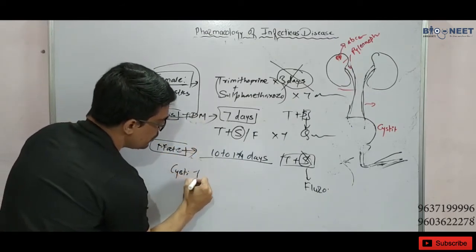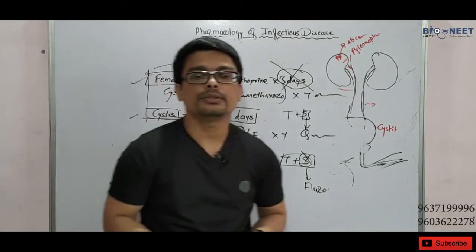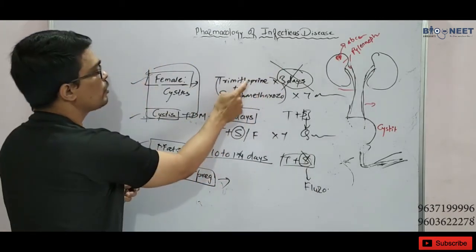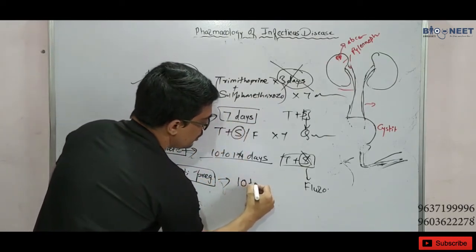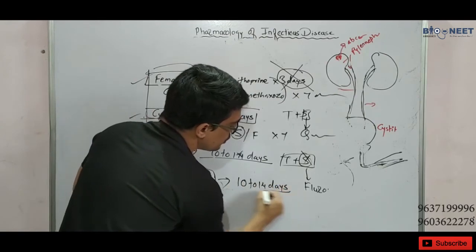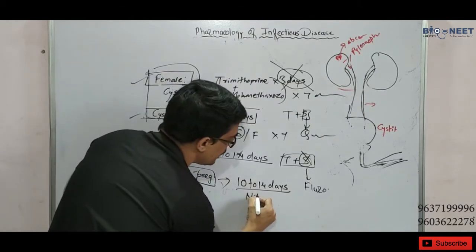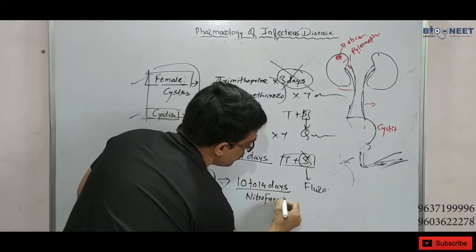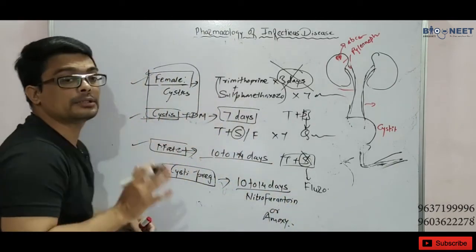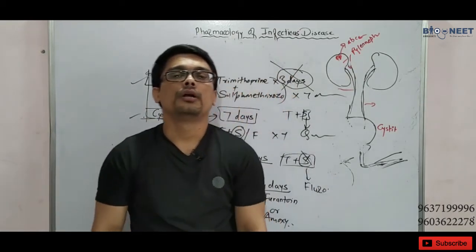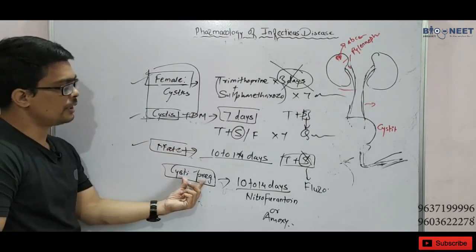Cystitis in pregnancy also. This is what they ask in exams. If it is pregnancy and there is cystitis, you don't go for trimethoprim, sulfamethoxazole or quinolone. Here it is a 10 to 14 day antibiotic course of which drug? Nitrofurantoin, or you can go for amoxicillin. So if it is pregnancy, it is a 10 to 14 day course of nitrofurantoin or amoxicillin. This is the line of treatment for cystitis in pregnancy.